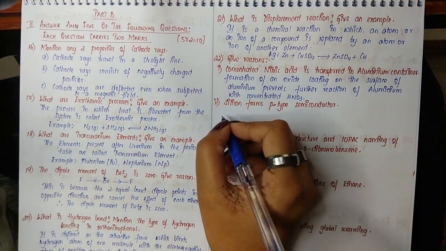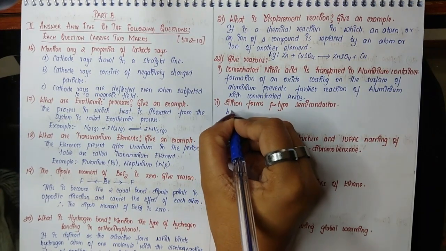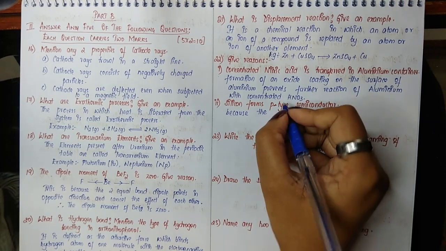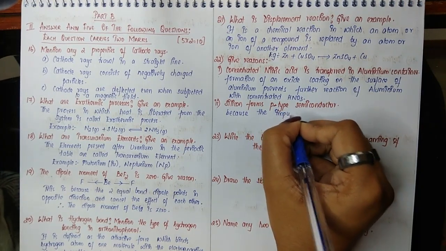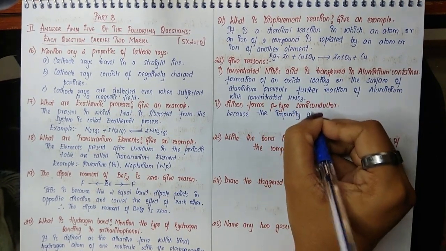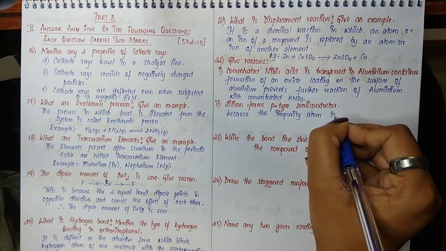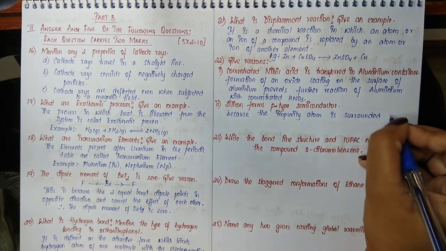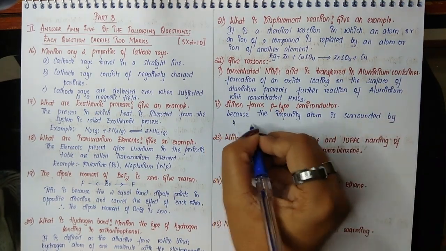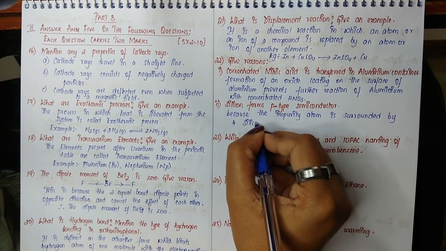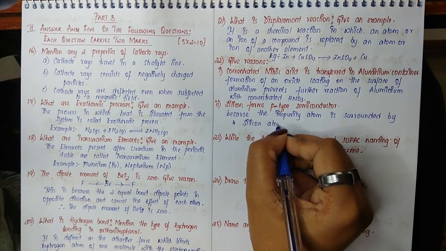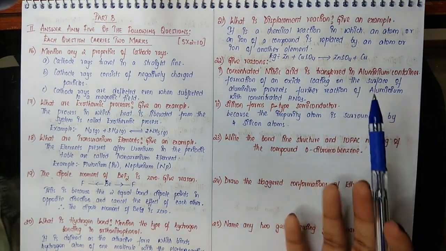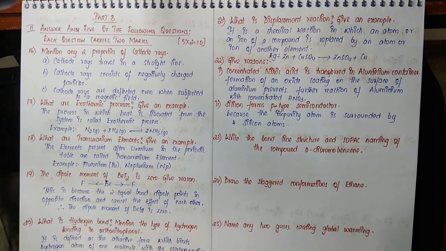So for this, silicon forms a p-type semiconductor because the impurity atom is surrounded by 4 silicon atoms. So they will form a p-type semiconductor where the positive charge acts like a charge carrier. So that's another 1 mark question.